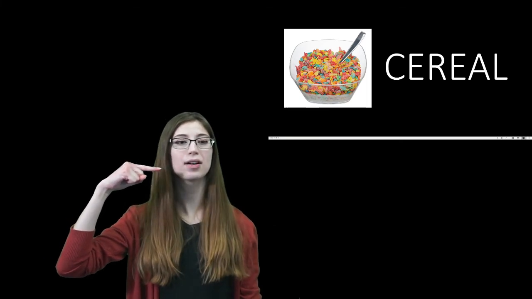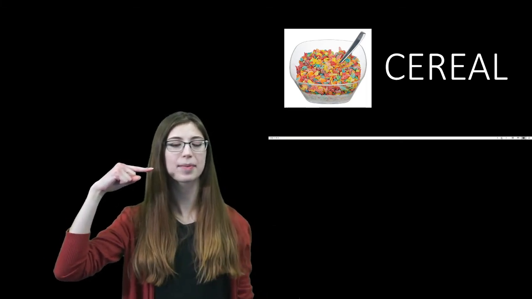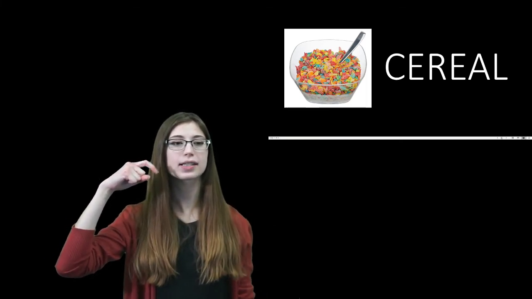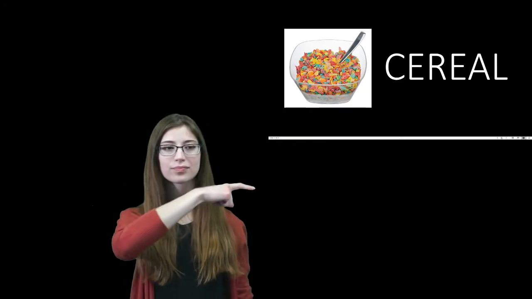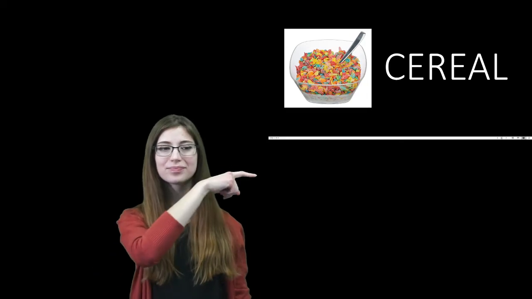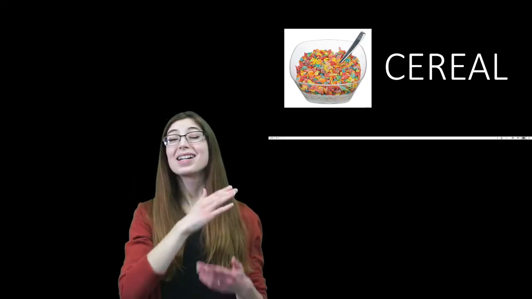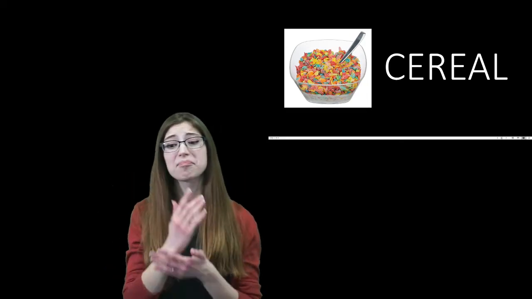Cereal. You're going to make a 1 handshake, turn it palm down, start it at the dominant side of your mouth, and it is going to move across, making this X1, X1 shape. Cereal. Some signs make sense. Some signs you don't understand why it's signed like that. Cereal is for me one of those signs.